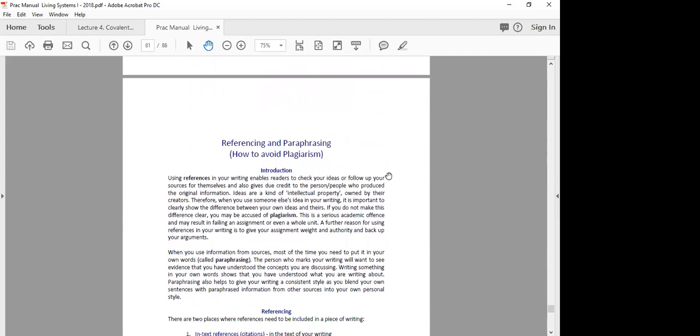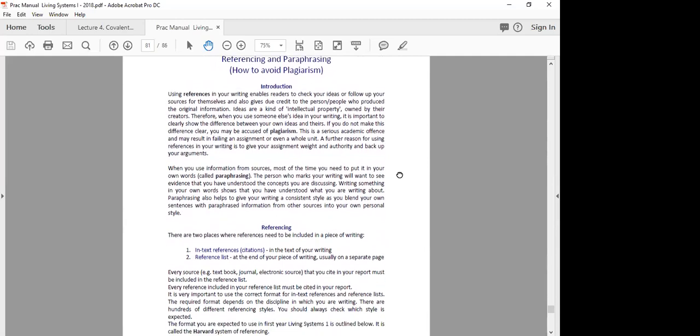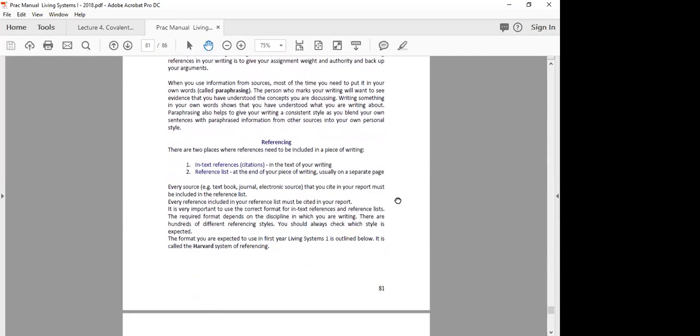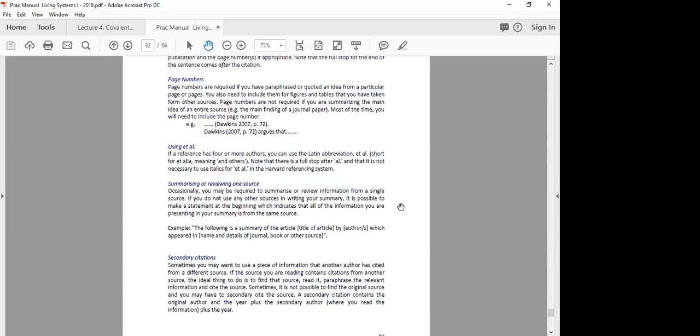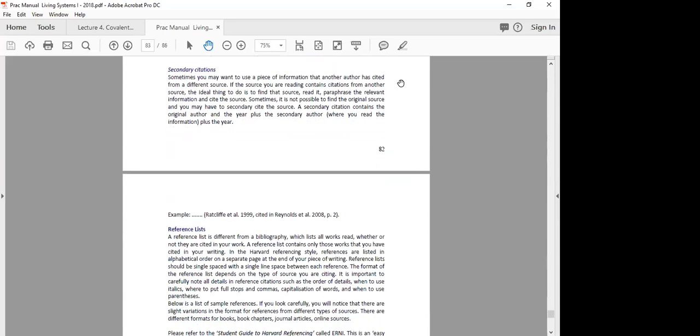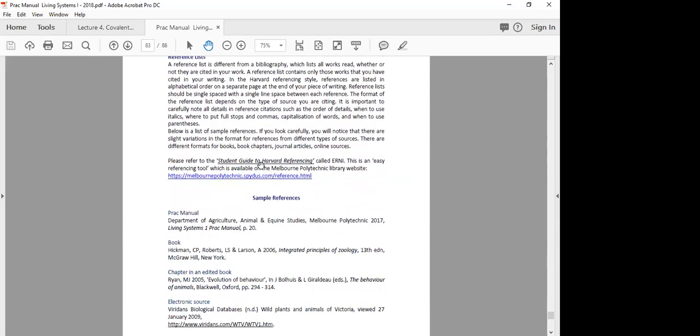And here we have some further information on referencing and also paraphrasing, how to avoid plagiarism. So make sure you read through this information before you actually start on your lab reports. All right, if you've never used referencing before, you can refer to the Student Guide to Harvard Referencing. It's called ERNIE. This is an easy referencing tool, and it's available on our library website.